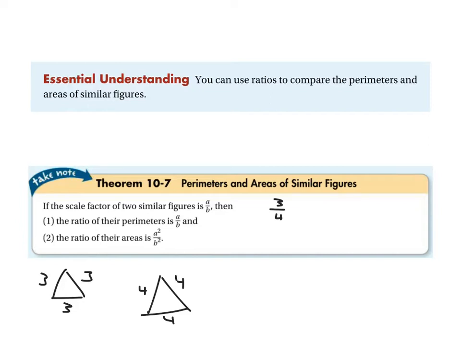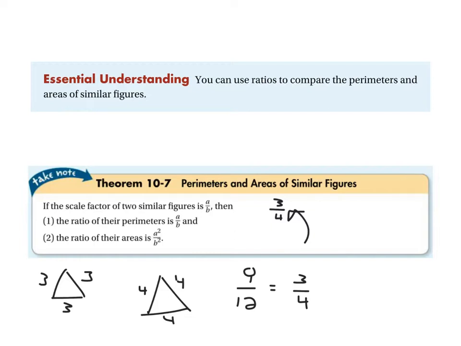Okay. Then the perimeter of the first one is 9. The perimeter of the second one is 12. And that simplifies down to 3 over 4. That's just what the ratio of a single side was. Okay. Now, how about the area?